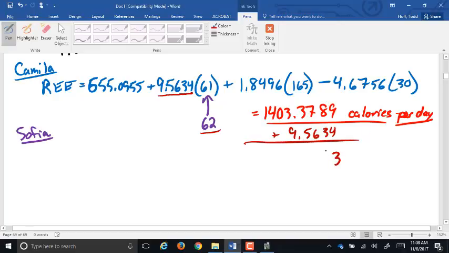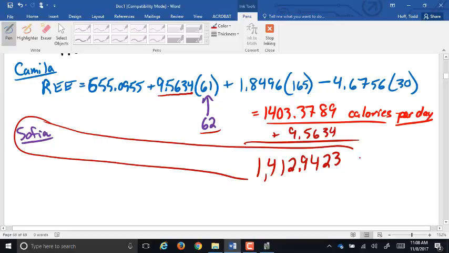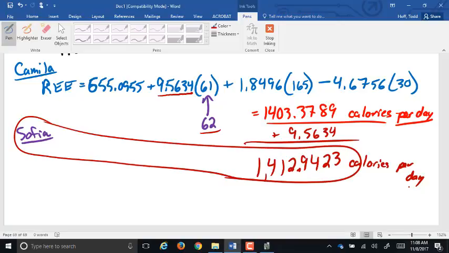That's going to be 3, 12, 14, 9. So rather than punching it back into that whole formula, Sophia is 1,412.9423 calories per day, because that was the only variable that changed. Does that make sense?